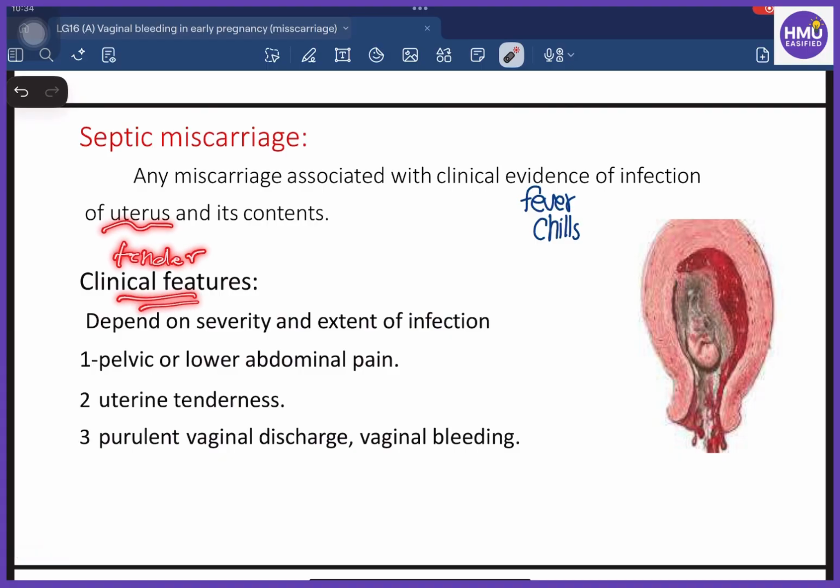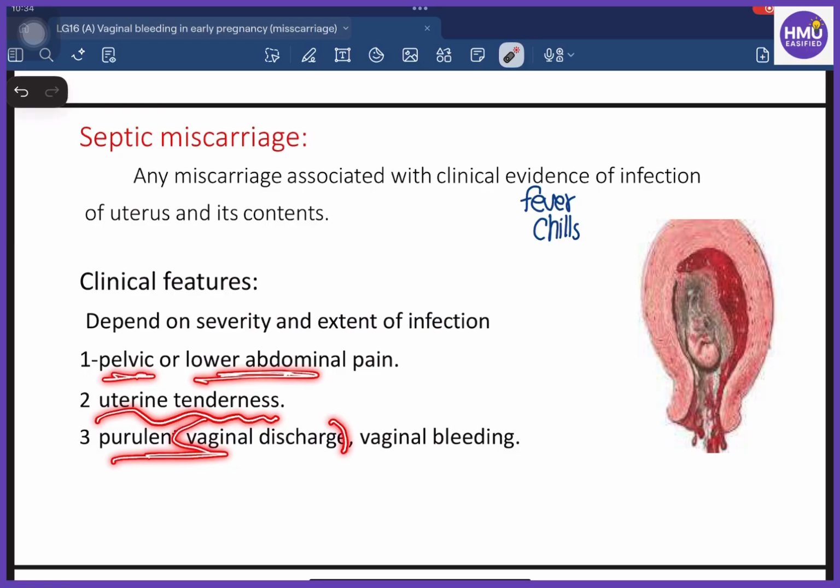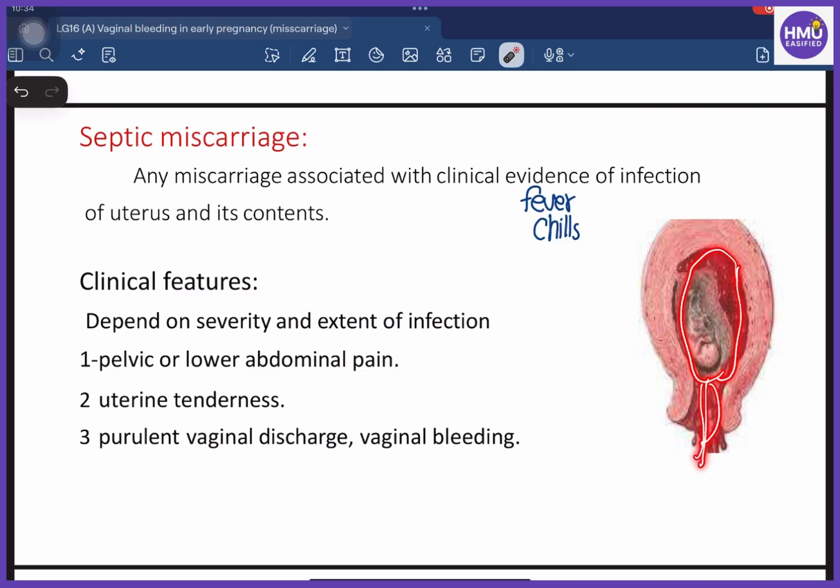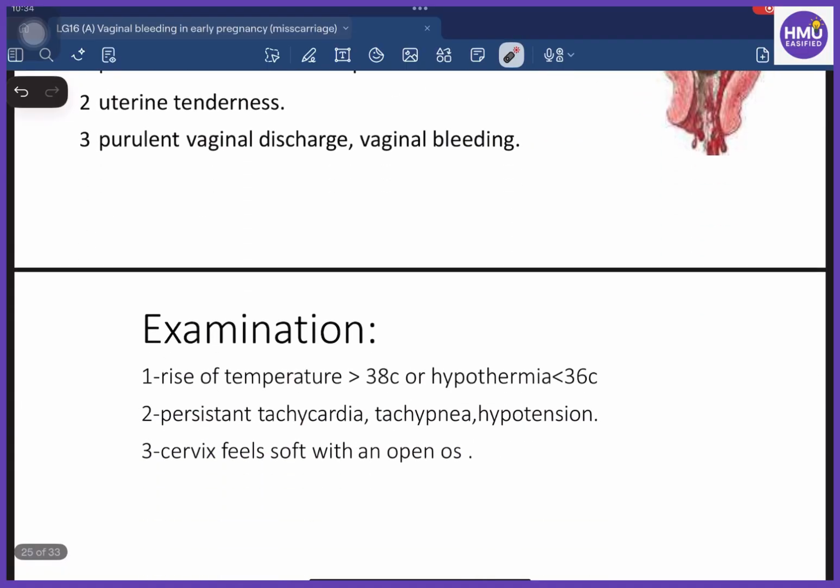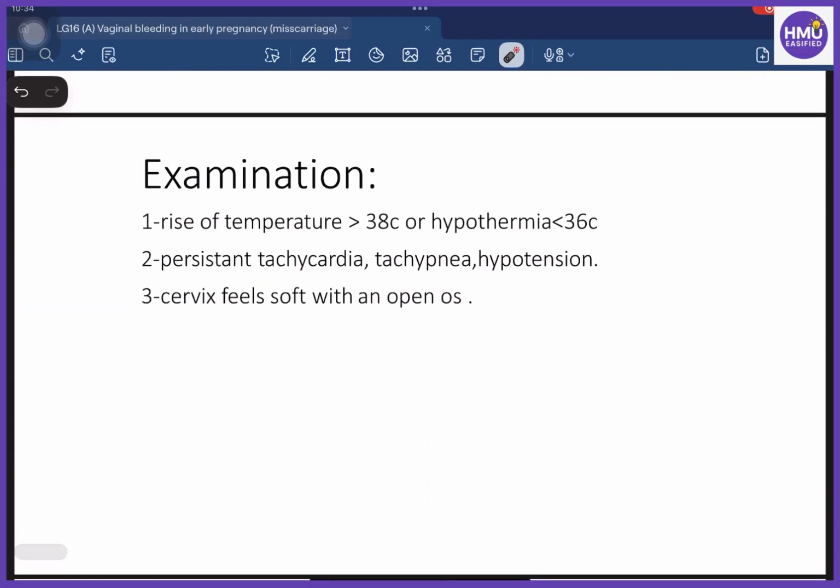Clinical features are pelvic and lower abdominal pain, uterine tenderness, purulent vaginal discharge and vaginal bleeding. There's an infection going on. Of course, there will be bleeding, there will be discharge and tenderness of the whole area and pain. On examination, there will be a rise in the temperature, or there's a depression in the temperature.